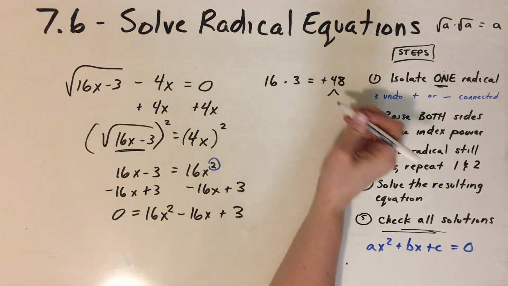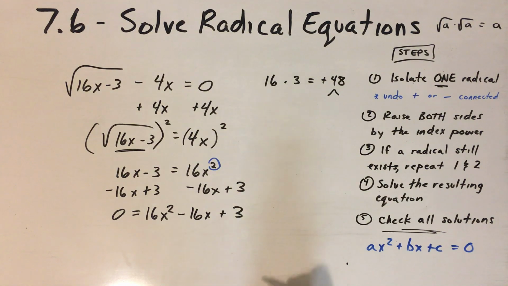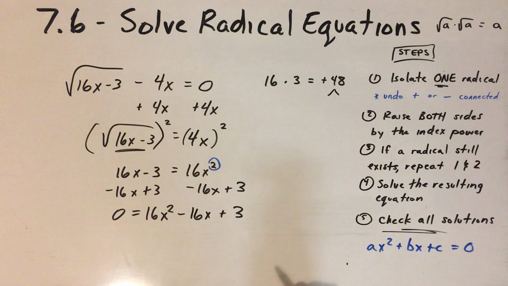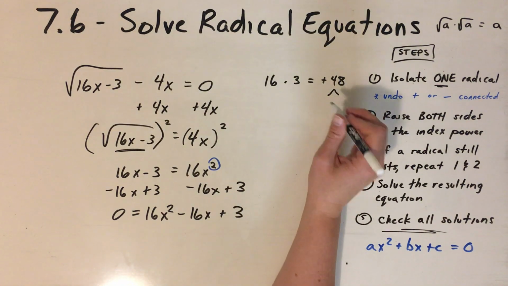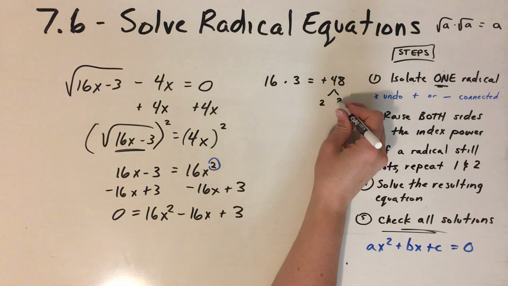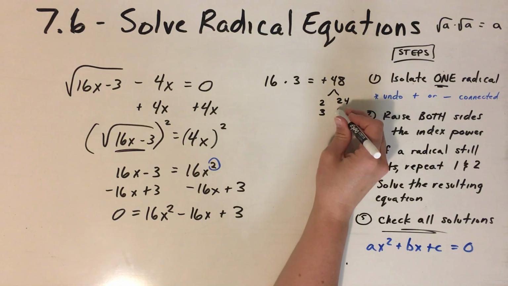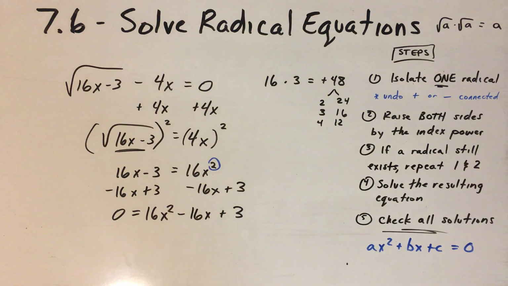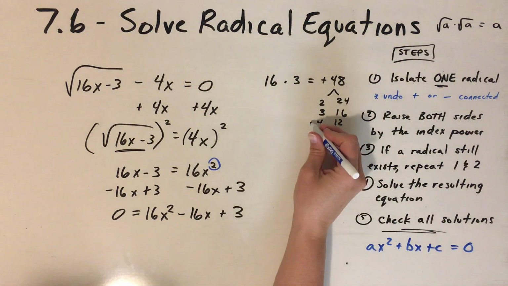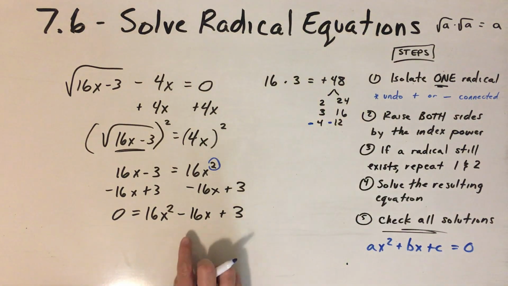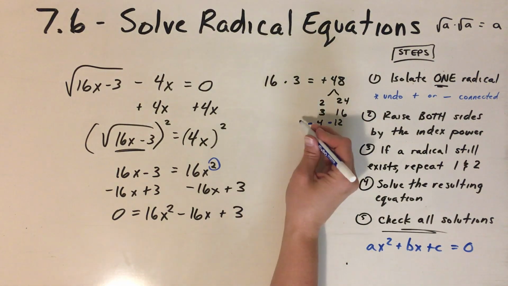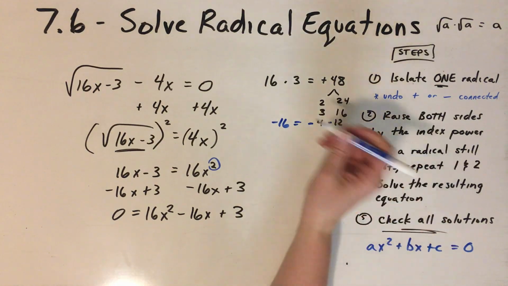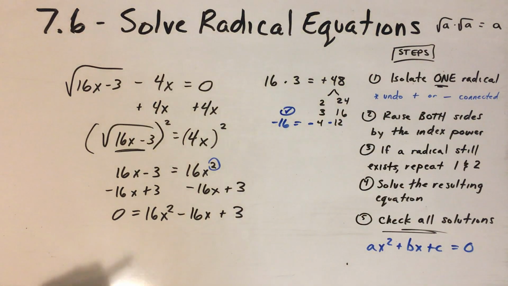I'm looking for factors of 48, of a positive 48, that are going to sum to a negative 16. You can just start listing factors, like 2 and 24, and 3 and 16, and 4 and 12. And we can stop here because if I had both a negative 4 and a negative 12, I could get those to sum to a negative 16. But they also multiply to a positive 48. So here's our check on that. So those are the factors we want.